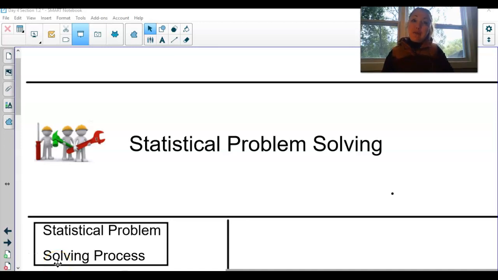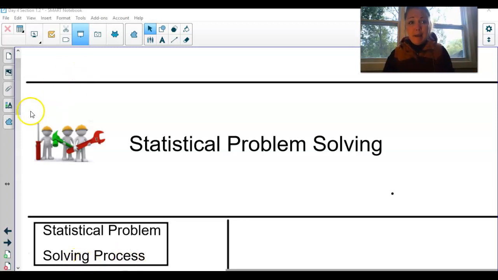Today we're going to learn about three things: the statistical problem solving process, variation in statistics, as well as misleading graphs. We're going to start right off the bat with the statistical problem solving process. There are four parts to it, okay? And we use this when we want to gather information about a population and draw conclusions, and it's the way that we go about getting that information.